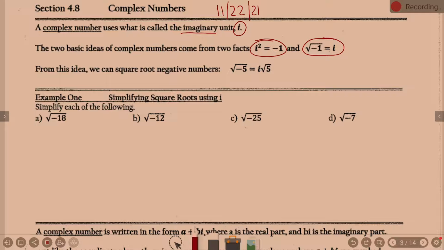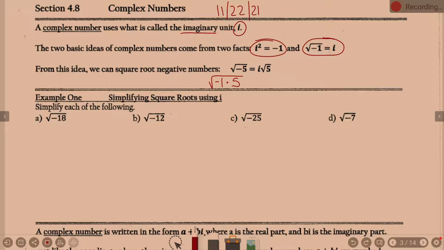Now, for example, from this idea, we can take square roots of negative numbers. If you put the square root of negative 5 in your calculator, you get an error, right? If you put the square root of 5 in your calculator, you get a decimal, because the square root of 5 is irrational. What we can do, though, is anytime I see a negative under my square root, I break it into negative 1 times the number. So negative 1 times 5 is negative 5, correct?